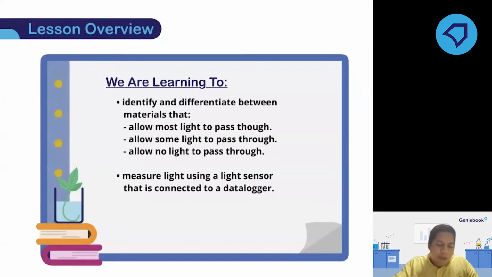So what are we learning today? We are identifying and differentiating between materials. We are looking at 3 types of materials. The first type is materials that allow most light to pass through, allow some light to pass through, and allow no light to pass through. Take note of the keywords used. There's most light, some light, and no light.